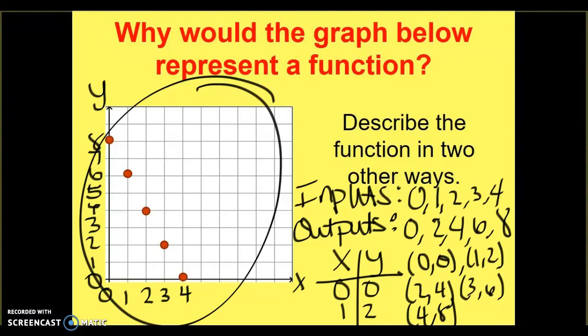And this is actually representing a function, because if I'm looking at this, every input or every x value has exactly one output. 0 has an output of 0, 1 has an output of 2, 2 has an output of 4, 3 has an output of 6, and 4 has an output of 8. Everything here in my x values, they do not repeat. So this is considered a function.